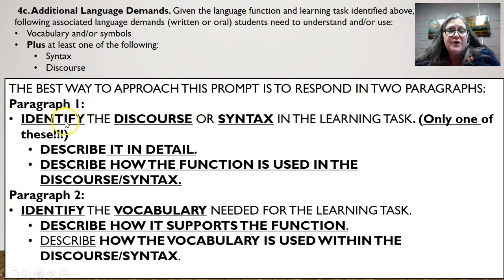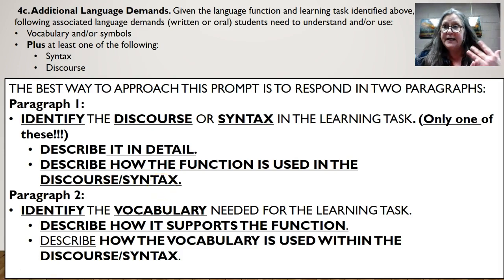In your first paragraph, you're going to identify the discourse or syntax. You're going to actually say, my discourse, or the discourse in this lesson was when students blah, blah, blah, and you'll describe the language activity. They might have been talking to one another or writing something or sharing or reading or presenting, but they were doing some kind of learning language task. So after you've identified it, you're going to describe it in detail. Then describe how the function is used in the discourse and syntax.